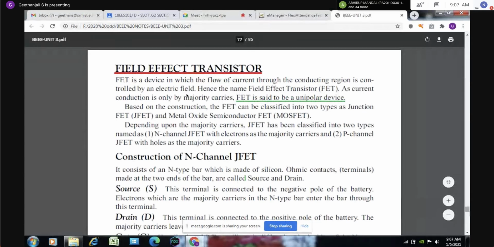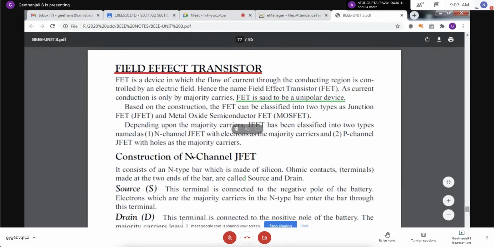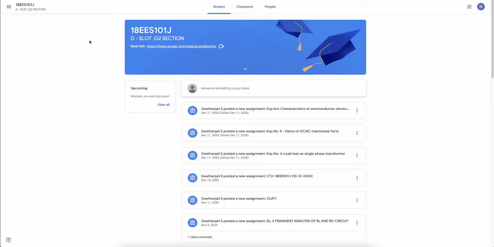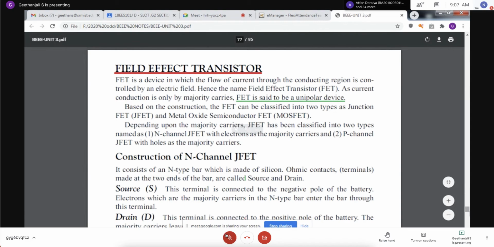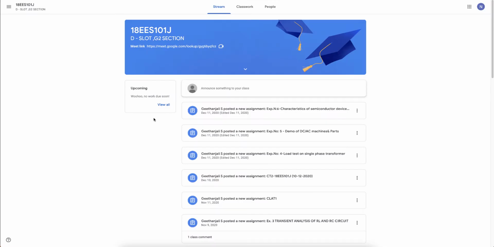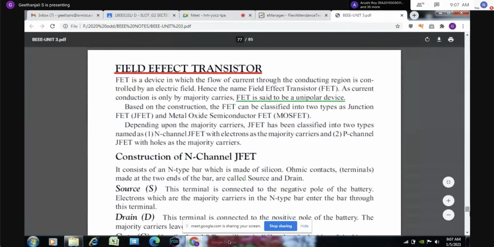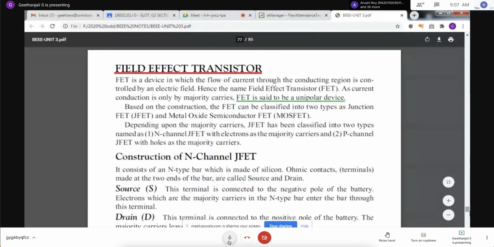Did you get the material for unit 4? Did I share the material for unit 4? Anybody? Have you received the material for unit 4? Anybody? No, ma'am. I don't think so. No. All of you check in the GCR. No, ma'am, it's not there. Okay. Today I will share the material for unit 4.